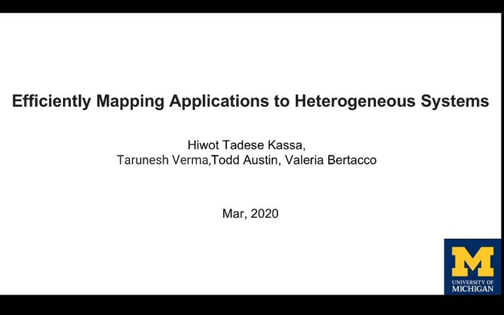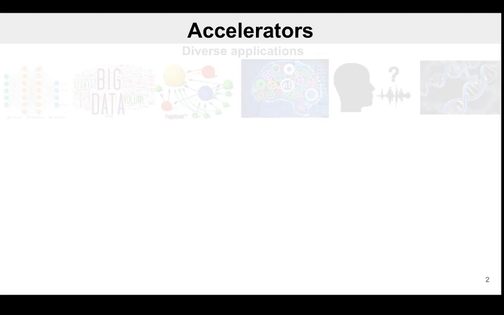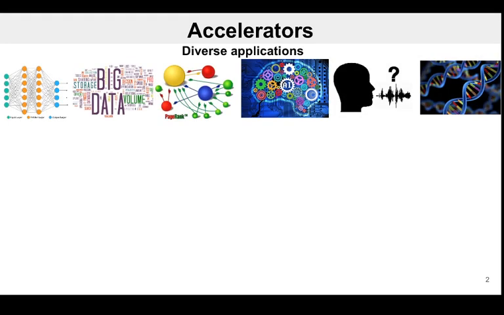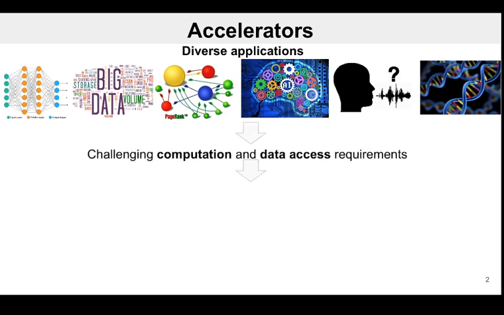Today I will be presenting our work that focuses on efficiently mapping applications to heterogeneous systems. Today there are diverse applications that we use in every day of our lives. To name just a few, we use machine learning in healthcare, graph analytics in social media, and so on. Although these applications help us in every day of our lives, they impose challenging computation and data access requirements.